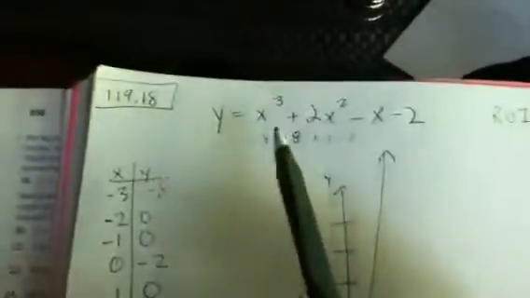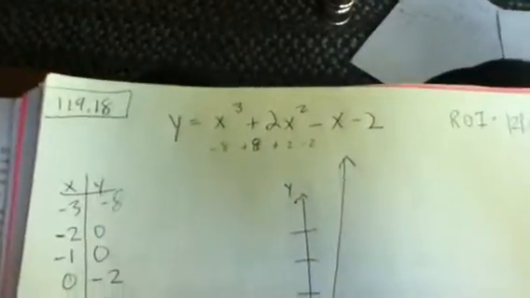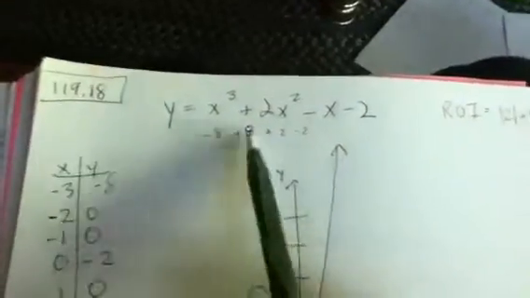Lesson 119, number 18. We're supposed to find the region of interest, and then plot points that are within the region of interest. So this thing's a cubic. We're also supposed to use our knowledge of the basic shape. First, let's do the region of interest.